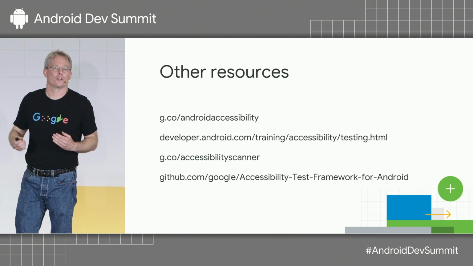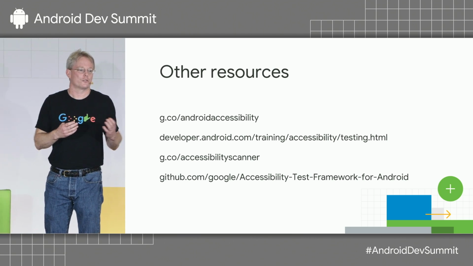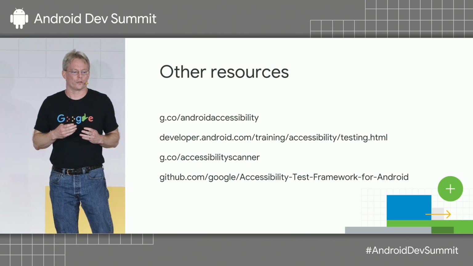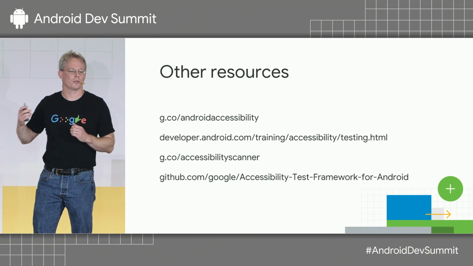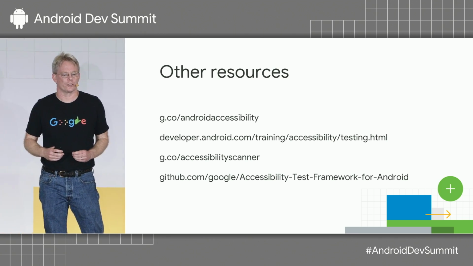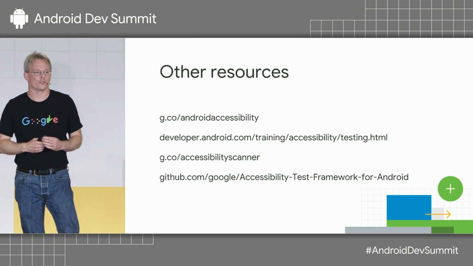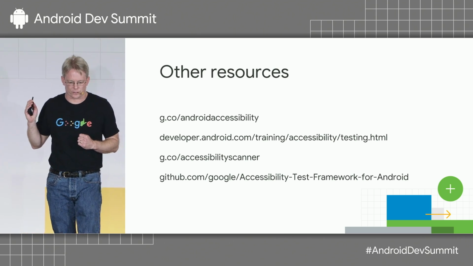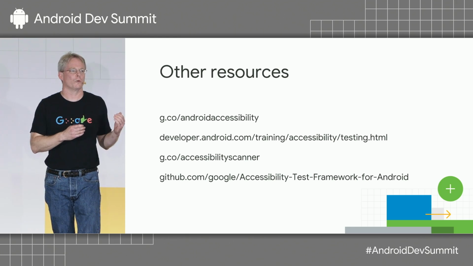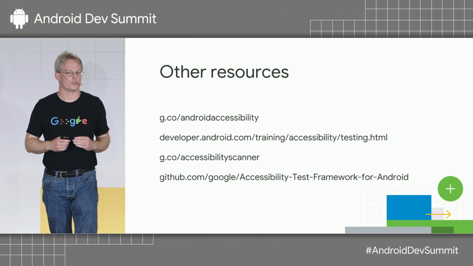And another place to go for other resources is g.co/androidaccessibility. There's a link here to developer.android.com for accessibility testing, the link to get to the Accessibility Scanner, and also the test framework project that Casey described. That's available open source on GitHub if you're interested to look at that.